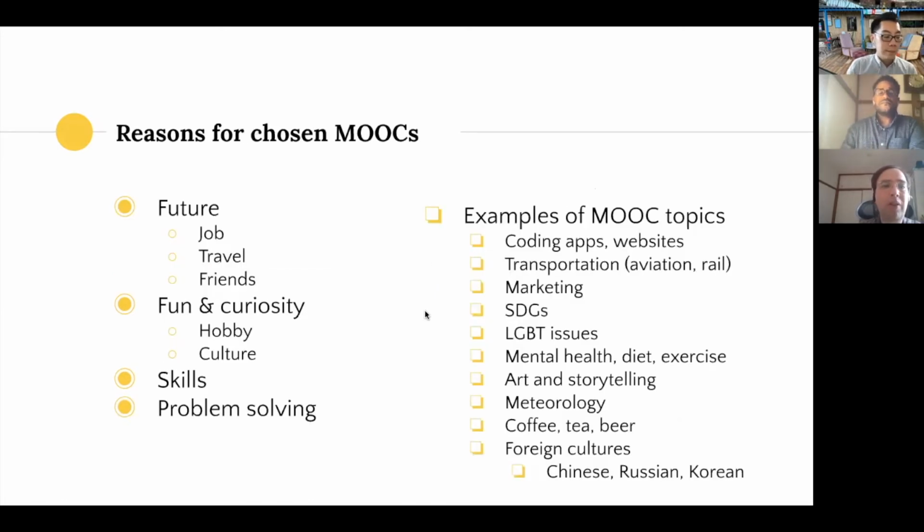As for the reasons they choose these MOOCs, we don't tell them what to study. They have to choose it themselves. So we will guide students into thinking about what they need or want.